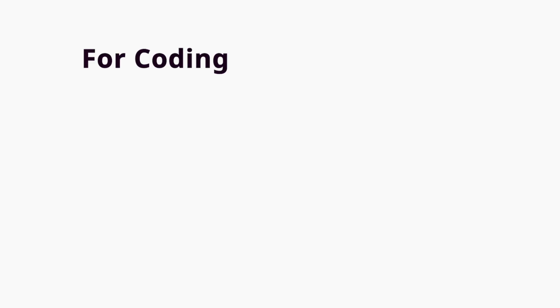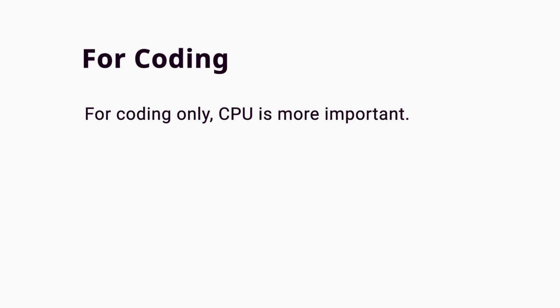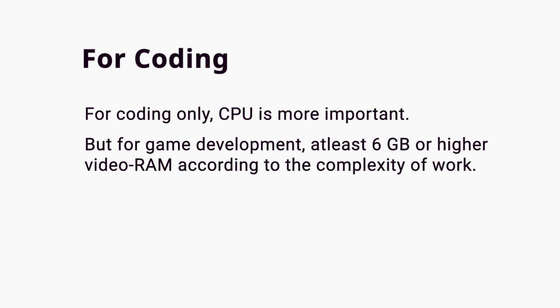For coding purposes only, a graphics card is not that important in comparison to the CPU. But if you are into game development, then you need a powerful graphics card too. According to the complexity of your work, you can get a graphics card starting with at least 6GB video RAM.